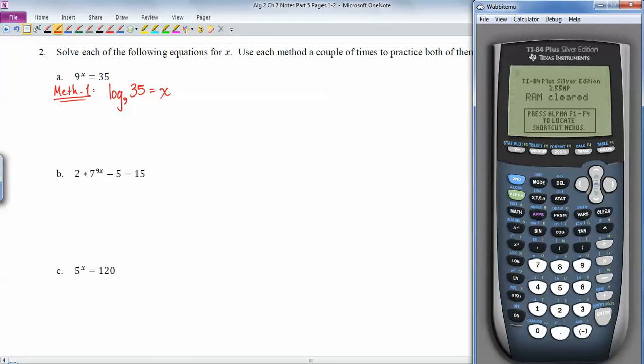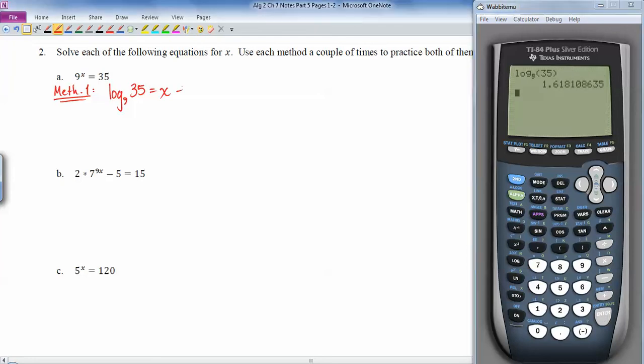Okay, so alpha f2, log base 9 of 35. And we get 1.618.